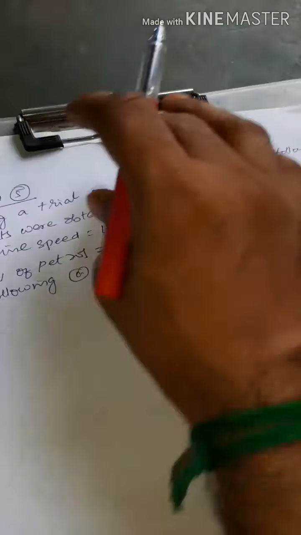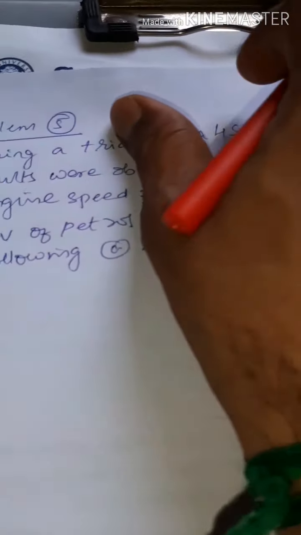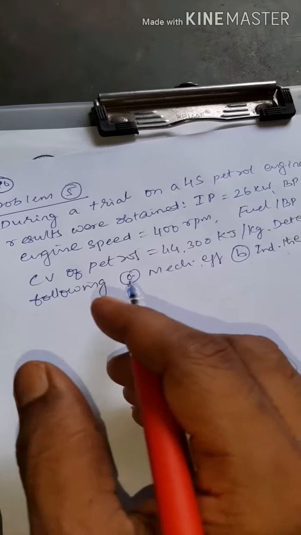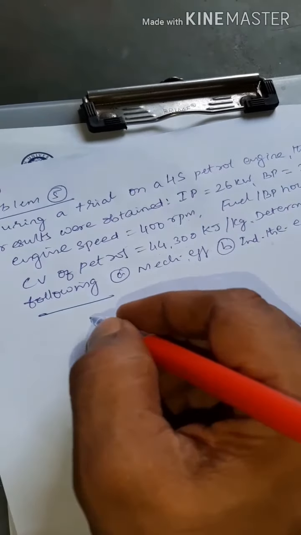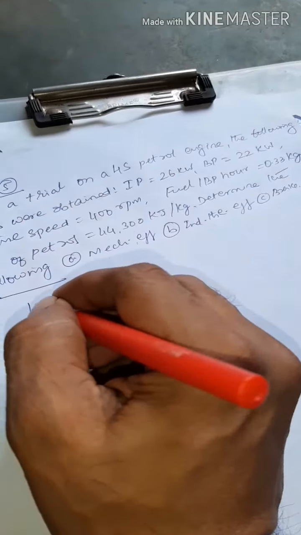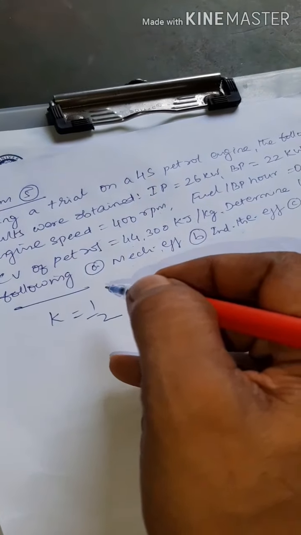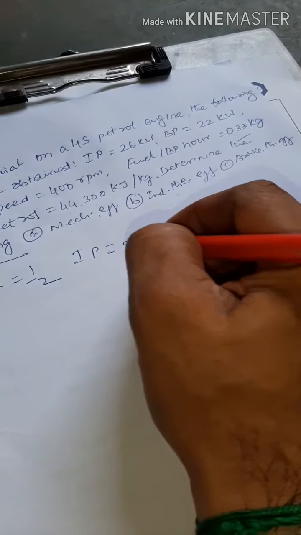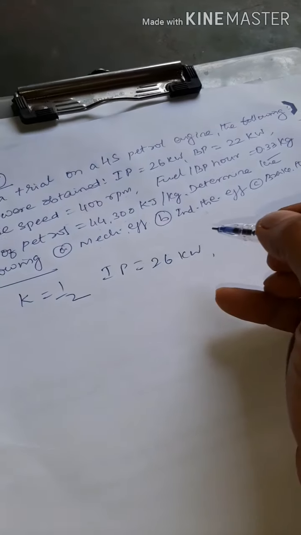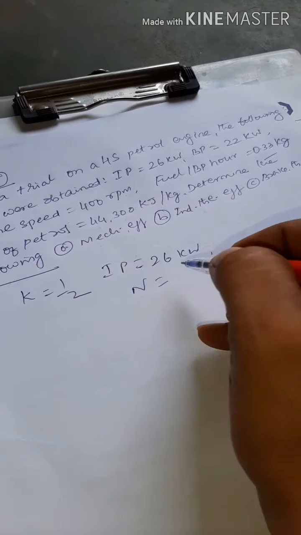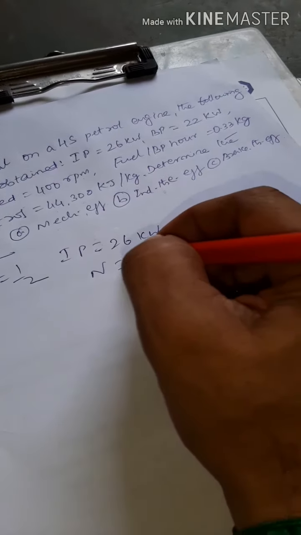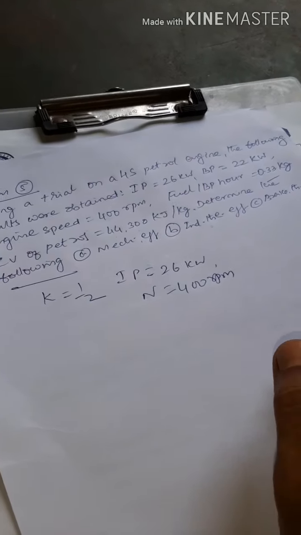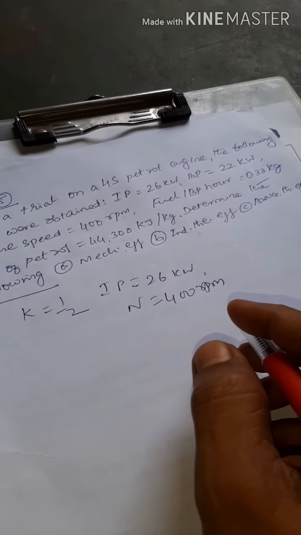So now engine type. Engine type is given as 4-stroke. So this is a 4-stroke engine. Next, for this K value is 1/2. Next, indicated power is given, 26 kilowatt. Next, N is given. So N is equal to 400 RPM. Next, fuel per brake power is given.